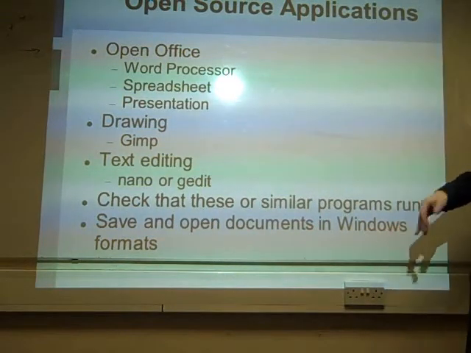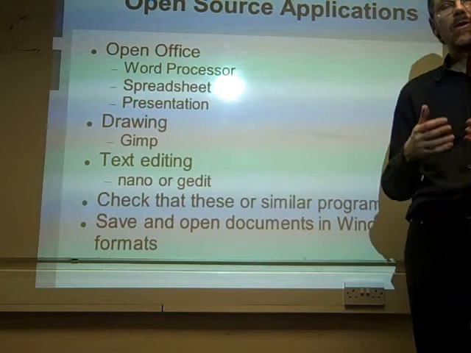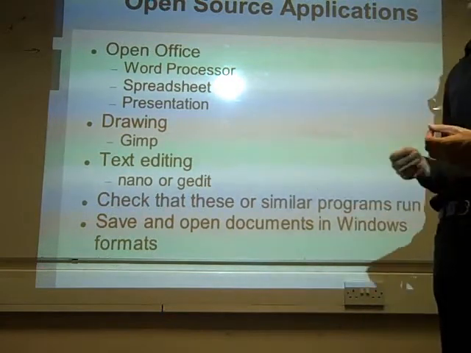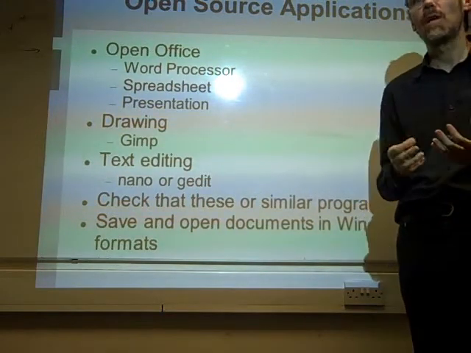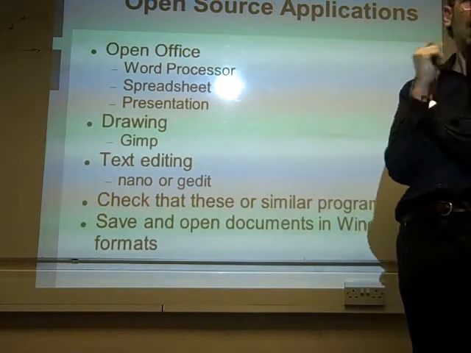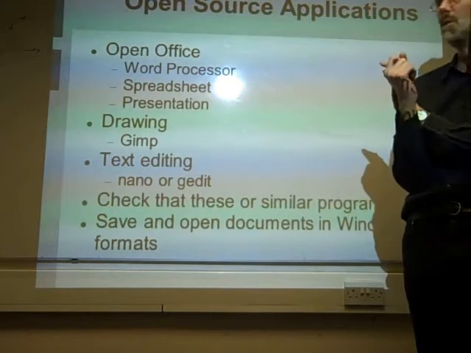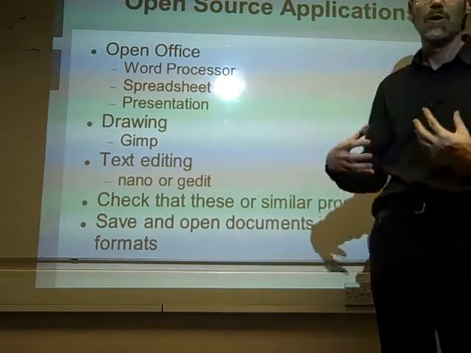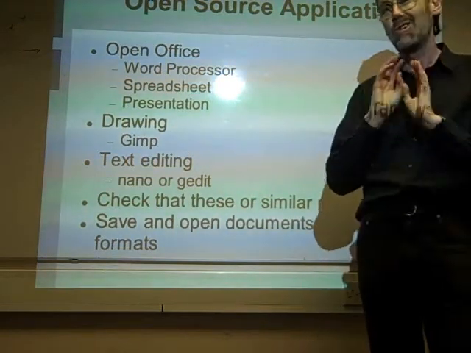The GIMP will save in things like JPEGs and so forth. OpenOffice or LibreOffice will save in formats such as doc and docx. So you can work on a graphical Linux system and save with stuff. If you've got a non-graphical Linux, it's not going to happen.